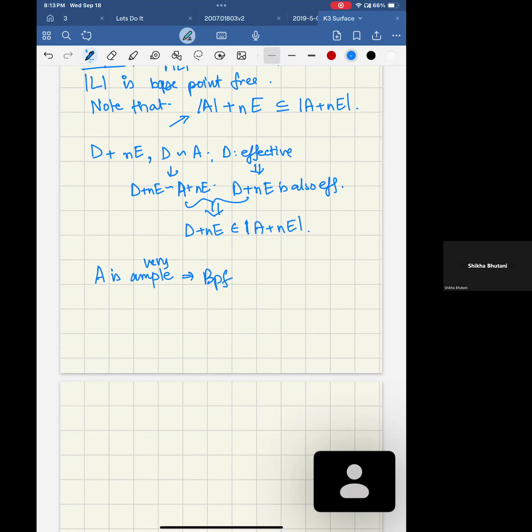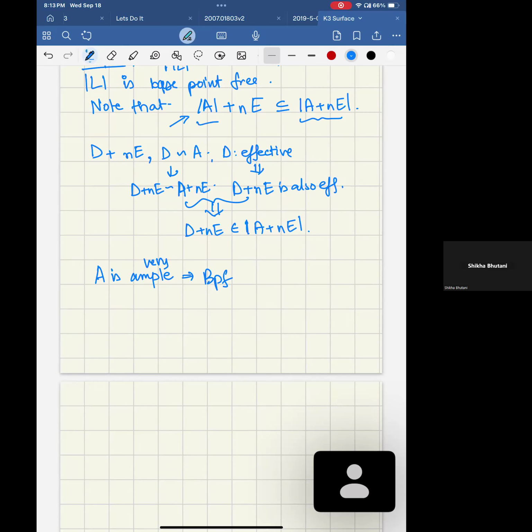So A is very ample. That implies that it is base point free. So that means if there exist base points of this linear system, it should lie on E. If there are any base points corresponding to this linear system, it should better lie on E, because away from E, it is very ample, right?